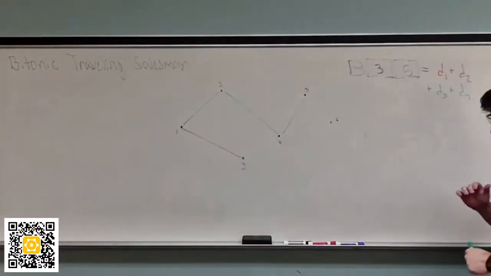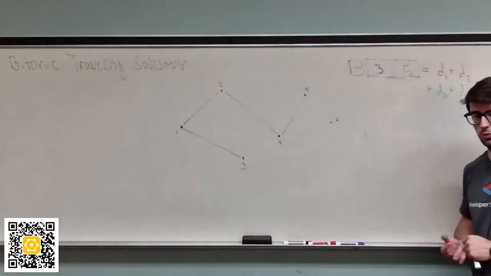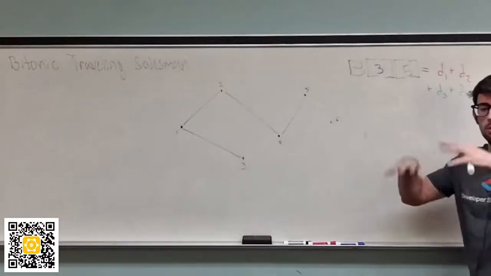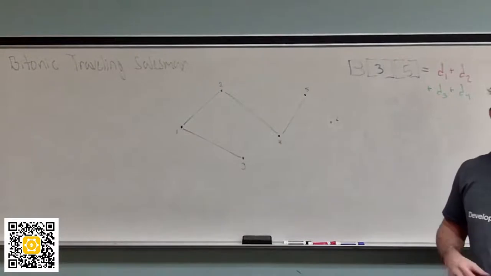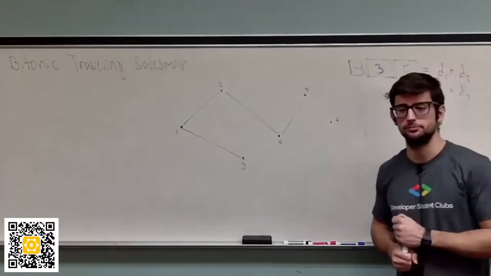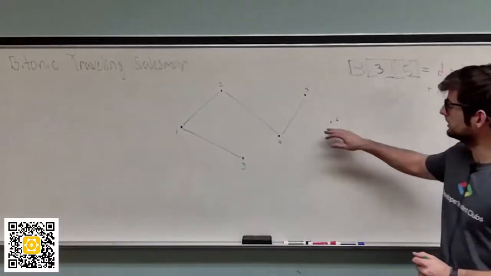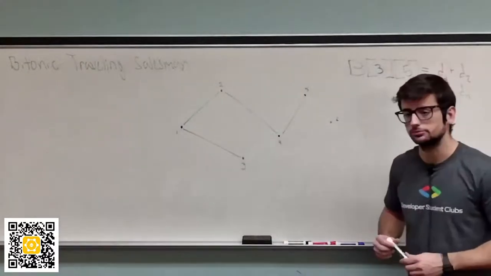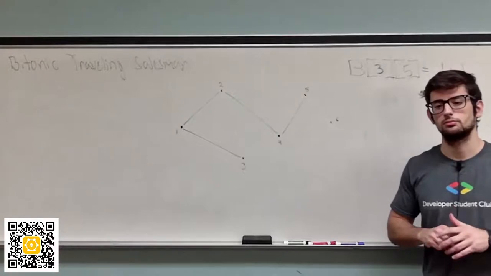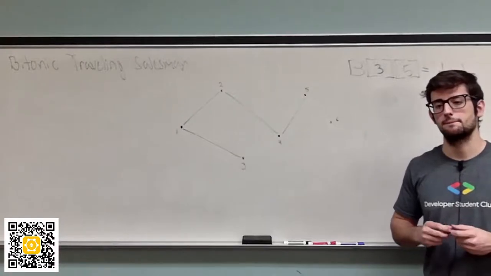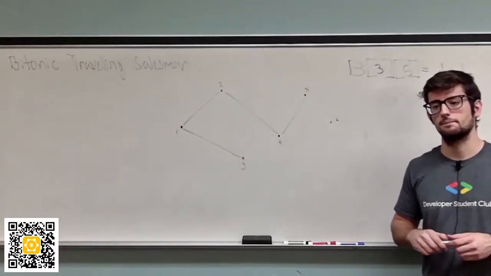So that's the main problem. We don't know which combination of paths will work or will give us the minimum number. Also, something else I want to point out. When do you know where this thing would stop?